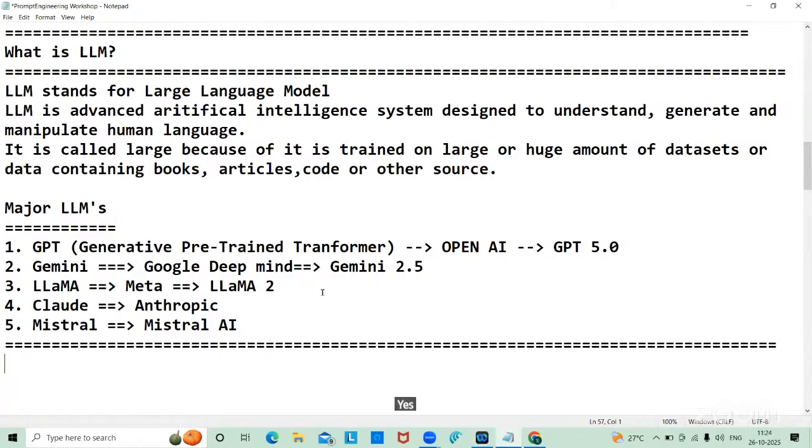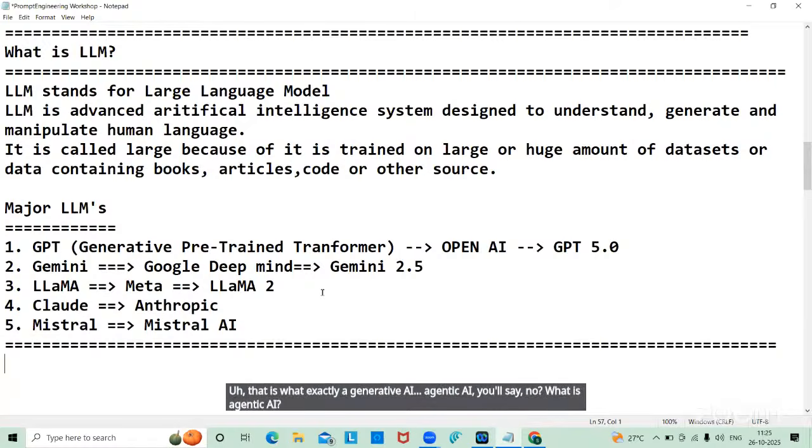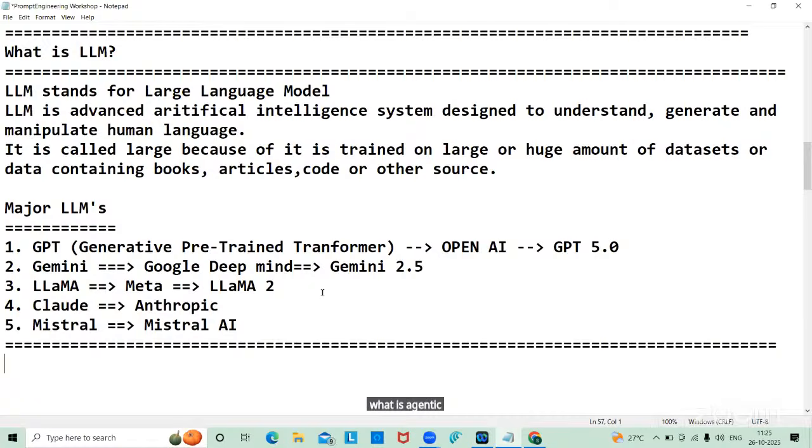Yes. Clear? Okay, then yeah, that is what I'm telling you, Ganesh. That is what I'm telling you. Each model has its own use cases. That is exactly what generative AI, agentic AI, you'll say, no? What is agentic AI? A person should know prompts?